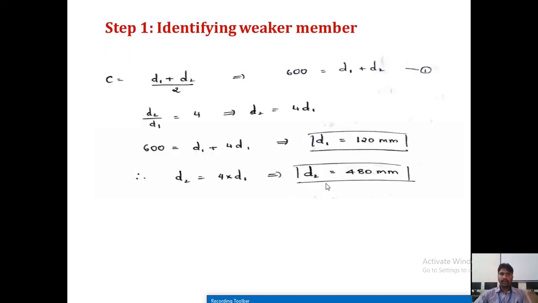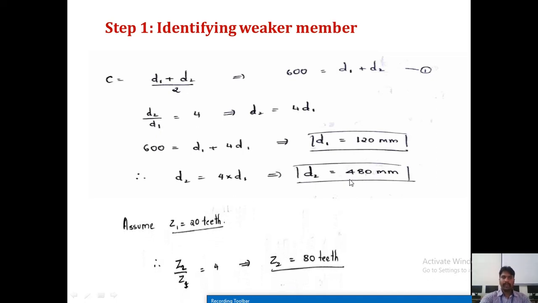Continuing the first step, d1 is obtained as 120 mm and d2 is 480 mm. Where the number of teeth is not known in this problem, assume the teeth only to identify the weaker member. And again we need to calculate the corrected values of Z1 and Z2. Assume Z1, as you already know, the minimum number of teeth on the pinion is equal to 20 teeth. By using the speed reduction ratio i equal to Z2 by Z1, Z2 is equal to 4 times Z1, so Z2 is equal to 80 teeth.